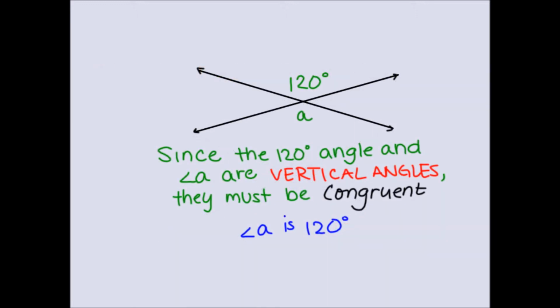In this diagram, we see that the top angle is 120 degrees, and A is right below it. They only share a vertex. They don't touch in any other way. They are across from each other where these two lines cross, so that means they're vertical angles. So A must also be a 120-degree angle.